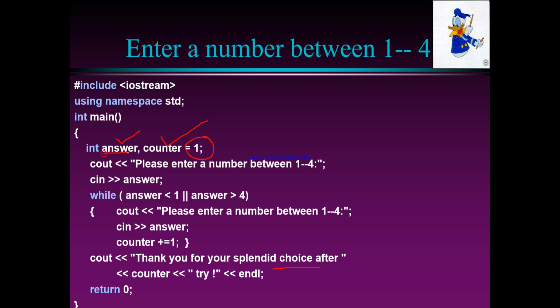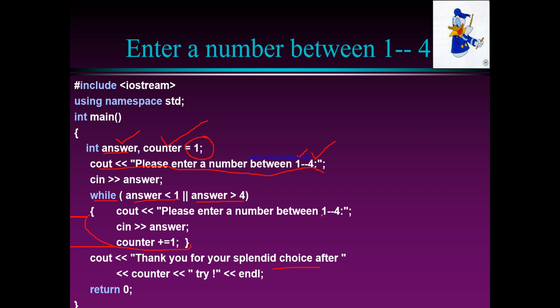So answer is a variable which will be input from the user. So we are asking the user, please enter a number between 1 and 4. Between 1 and 4 means that we do not want even 1 and even 4. So the number which is equal to 2 or equal to 3 will be considered in our program. So let's see, while answer is less than 1, or answer is greater than 4, we will execute the block here. This one is the block, the while block.